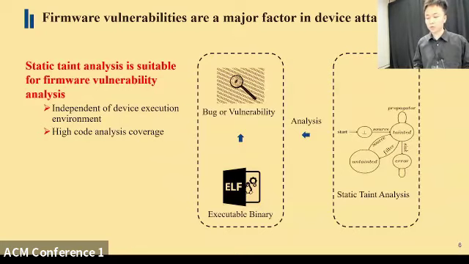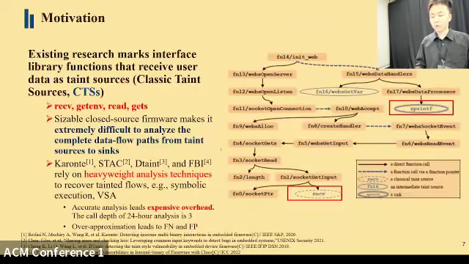Static taint analysis is suitable for firmware vulnerability analysis because it doesn't need to rely on the specific execution environment of the firmware. Moreover, static taint analysis can achieve high code coverage. However, performing efficient taint analysis on firmware is not an easy task. Firmware unpacking and binary reverse engineering have developed well, allowing us to analyze binaries in firmware. Therefore, existing work labels interface library functions that receive external untrusted data as taint sources. The received data is marked with a taint label and tracked to check for vulnerabilities.